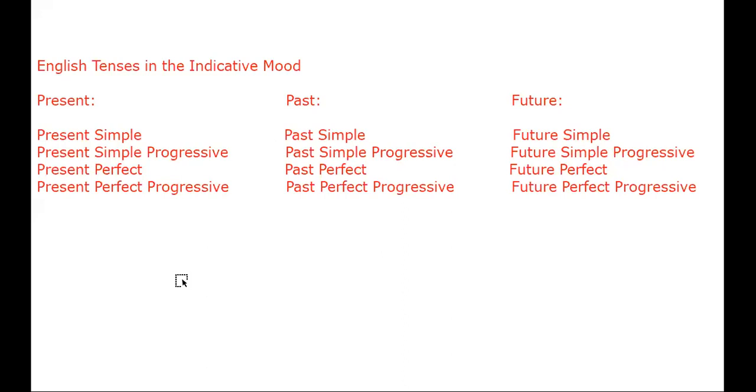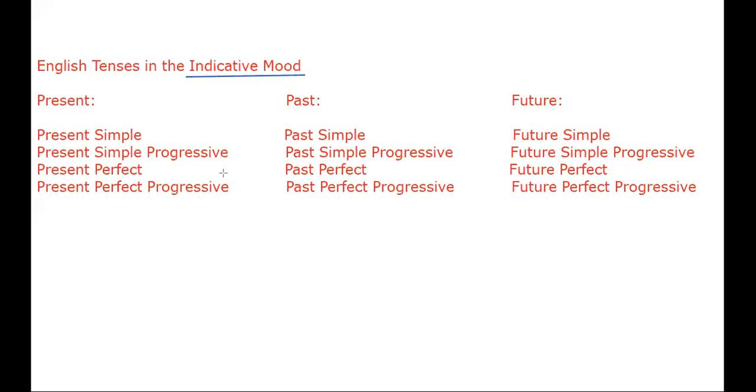Welcome to this lesson on English tenses in the indicative mood. Remember, for those of you who didn't come to my previous lessons, we talked about the subjunctive mood about two lessons ago. Now we're going to talk about English tenses in the indicative mood. In the indicative mood, we have three tenses: a present tense, a past tense, and a future tense.